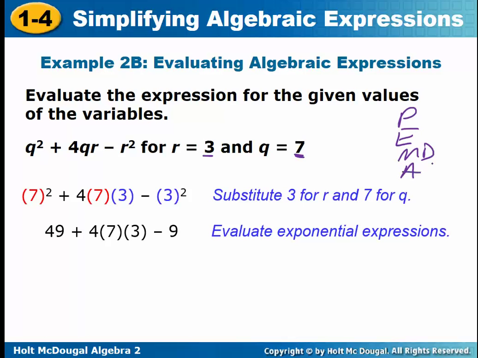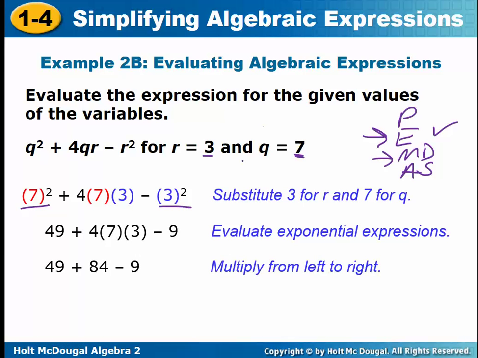So we're really going to go to the exponent step and simplify that. So 7 squared is 49, 3 squared is 9. Then we'll do the next step, which is any multiplication or division as it shows up. So we just rewrite the 49, and then we multiply these three things together and get 84. And then finally we'll add and subtract from left to right. And when we do that, we get 124. And that's our final answer.